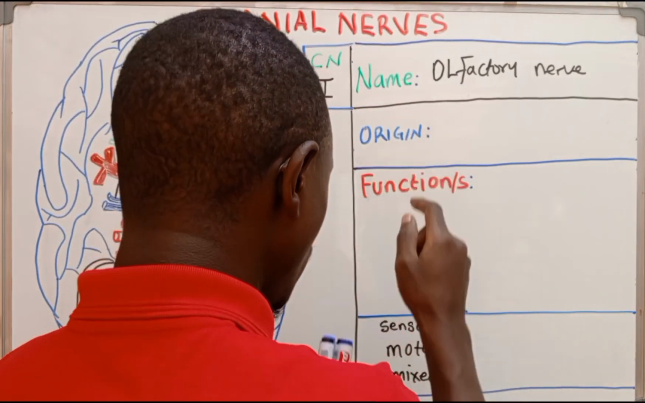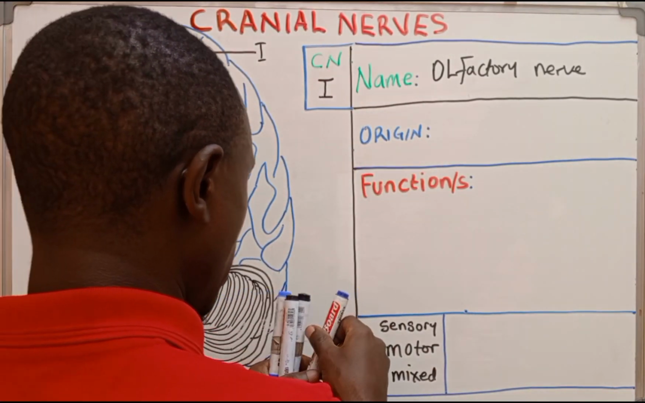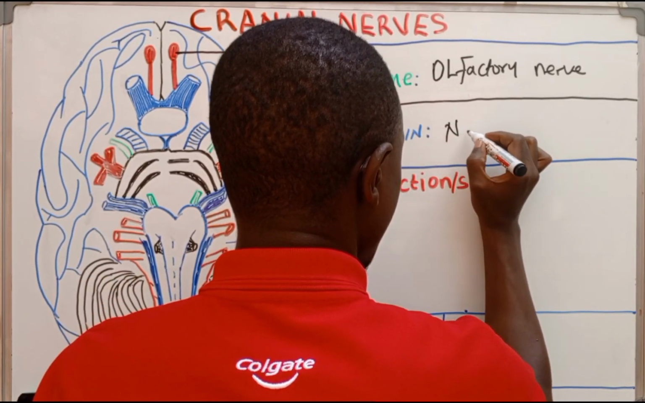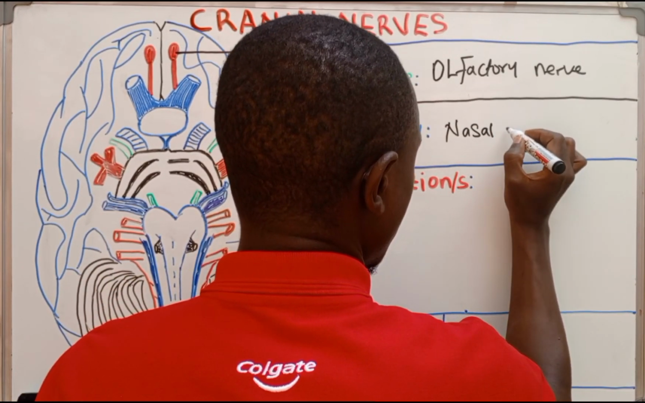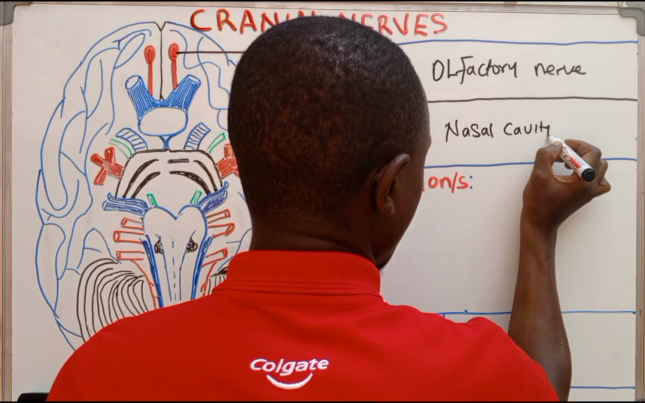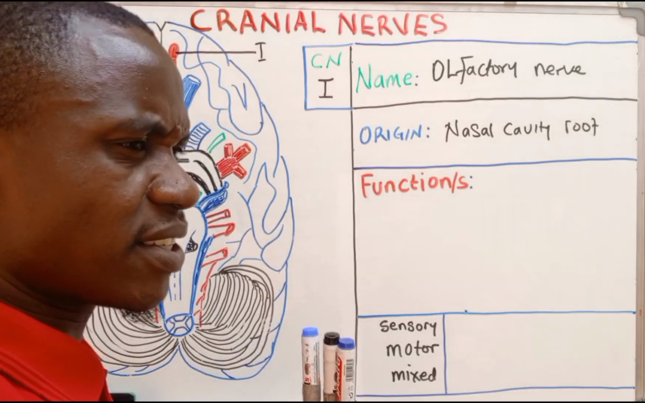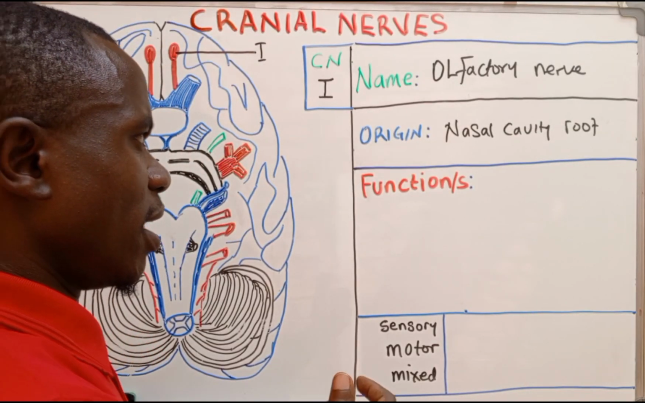So now our origin, or where we can find the olfactory nerve, is the nasal cavity roof, okay? The nasal cavity roof.